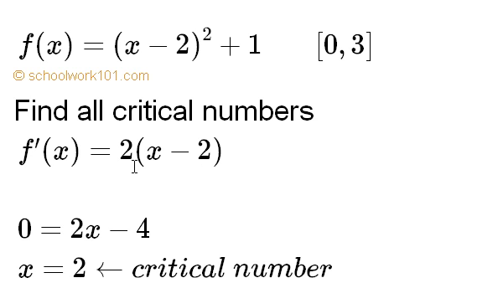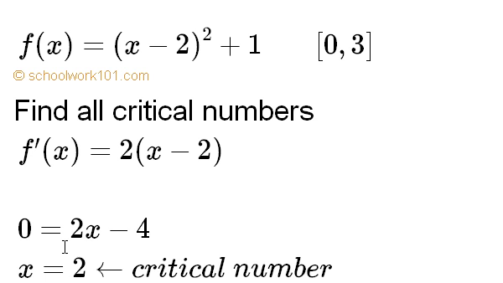Anyway, then what we want to do is take the derivative, set it equal to 0, and then solve for x. Well, we've got this equation here. We solve for x, and x happens to be 2. Well, 2 is what we call our critical number.